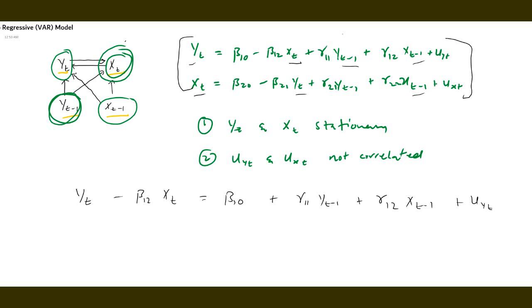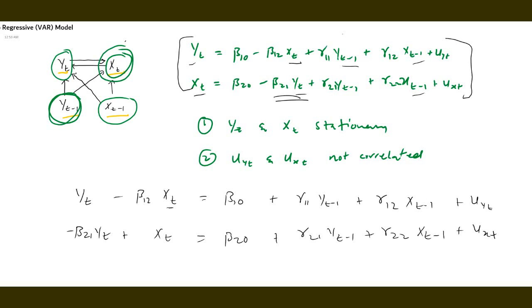In a similar fashion, we write minus beta 2 1 yt, that is, from this position we have shifted it to the left side, and then just write under xt the equation of xt, that is simply xt with coefficient of 1 is equal to beta 2 0 plus gamma 2 1 yt minus 1 plus gamma 2 2 xt minus 1 plus u xt.